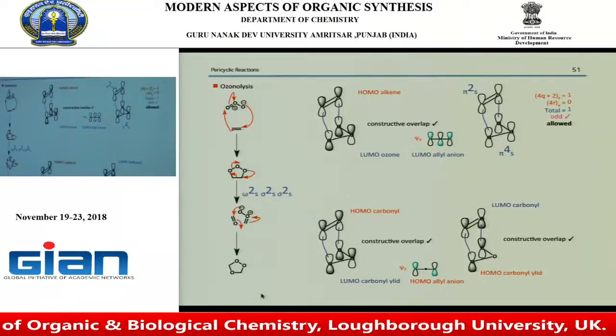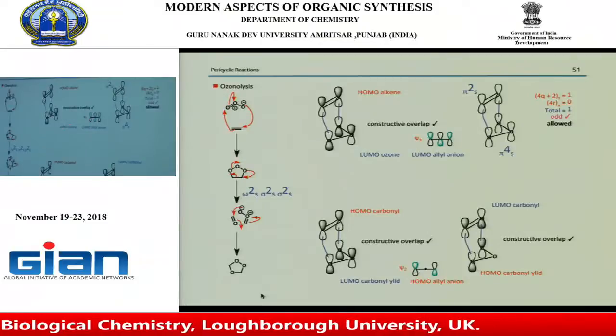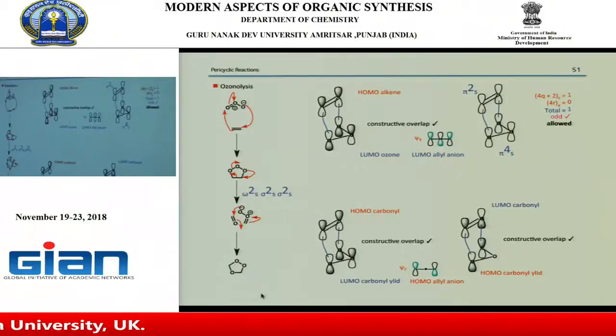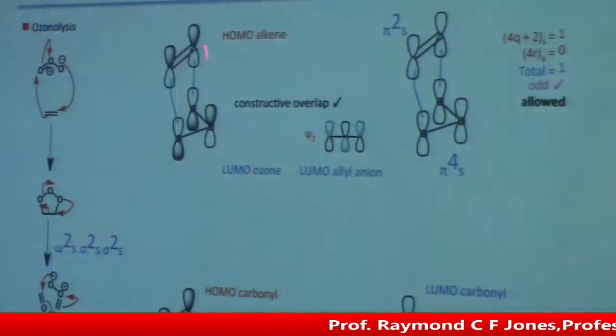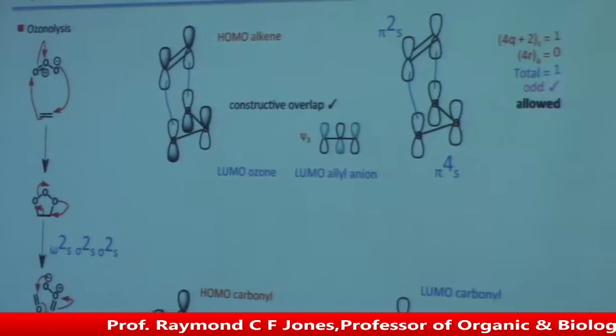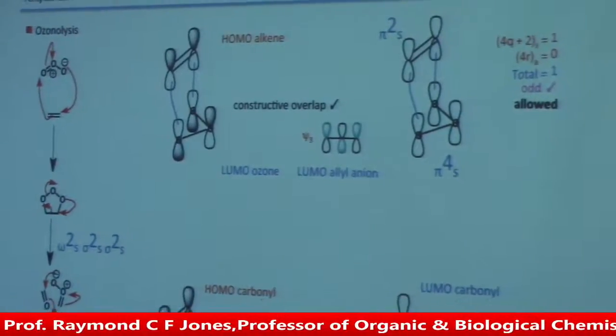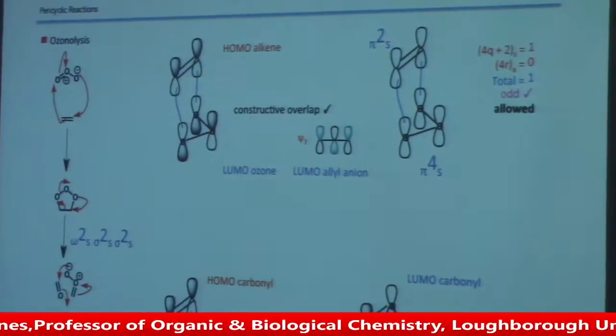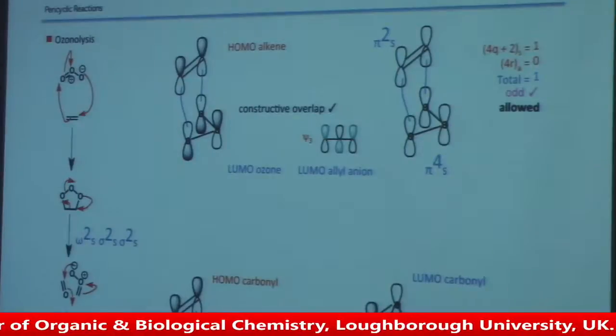So if we say the LUMO of ozone is going to be a little bit like the LUMO of the allyl anion, then we can line that up here, and we see that the 2 ends of it have the same phase as each other. The 2 ends of the alkene HOMO have the same phase as each other. So we can set that up to have constructive overlap. So we can see in principle why the dipolar cycloaddition works exactly the same as the Diels-Alder in terms of frontier orbitals. So it's an allowed reaction.